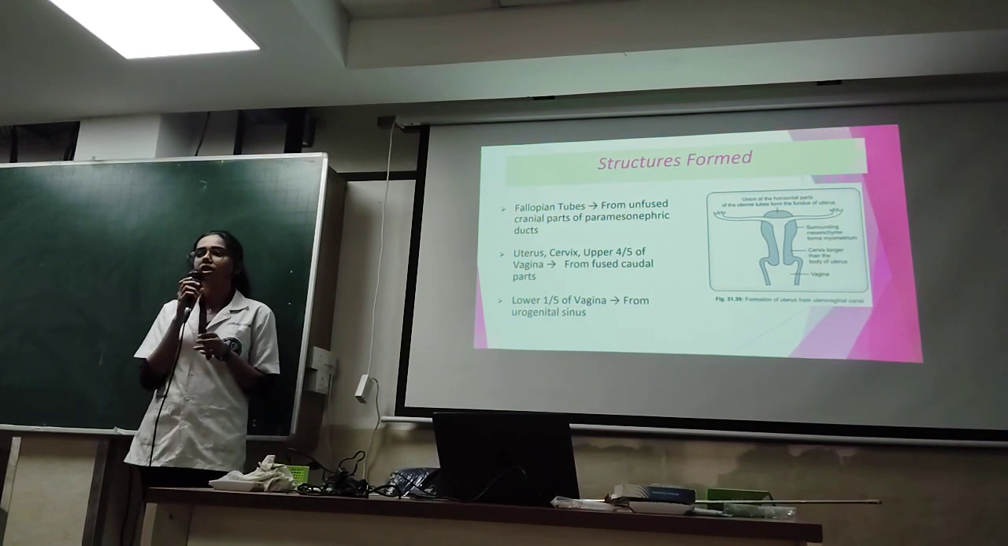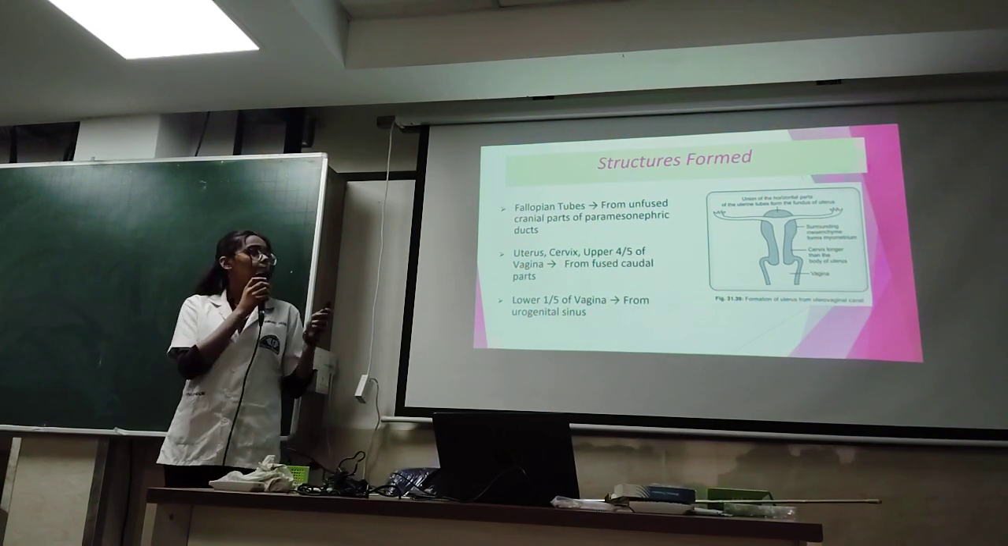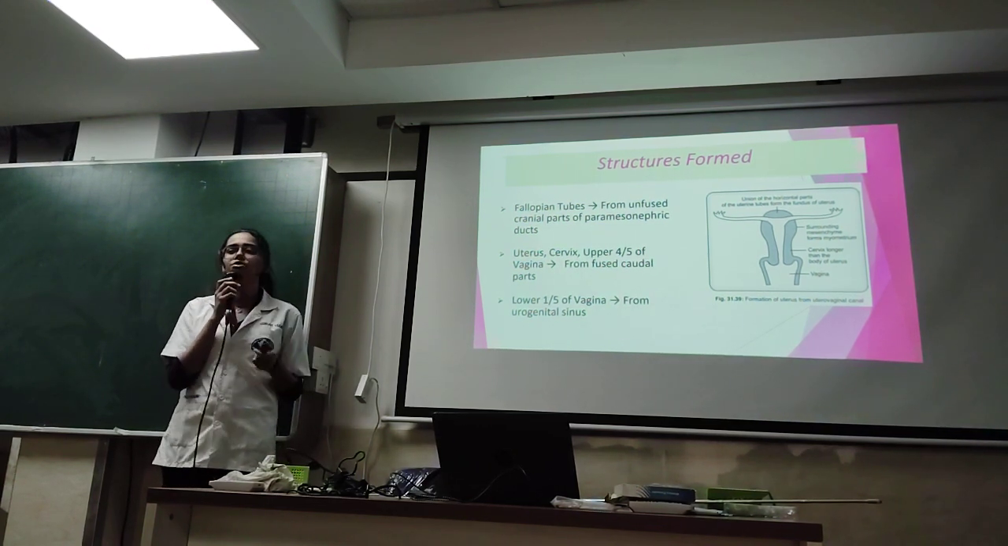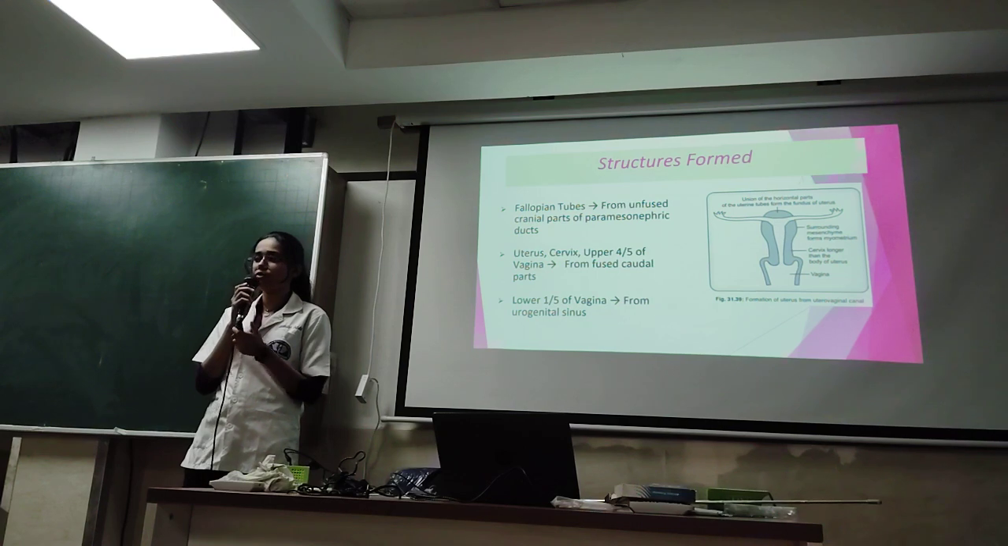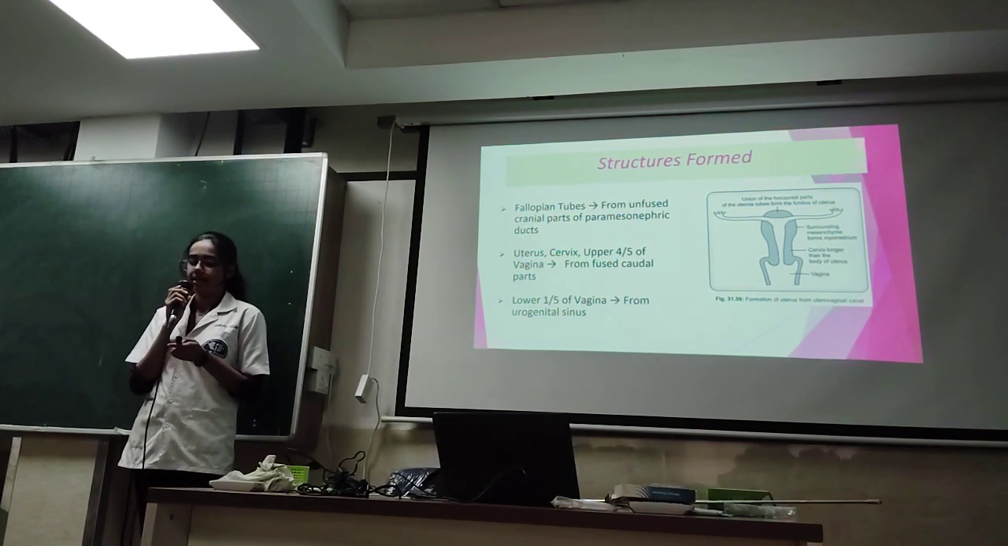So the fallopian tubes are formed from the unfused cranial ends of the paramesonephric duct, whereas the caudal fused parts give rise to the uterus, cervix, and the upper 4/5 of the vagina, and the lower 1/5 of the vagina is formed from the urogenital sinus.